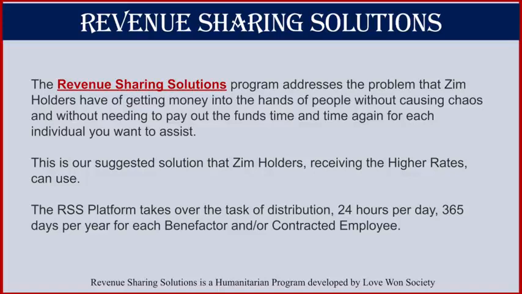Now, the RSS platform takes over the task of distribution, and we do it 24 hours per day, 365 days per year for each benefactor and or contracted employee. So it's getting money distributed to people, and that's what humanitarianism is about.